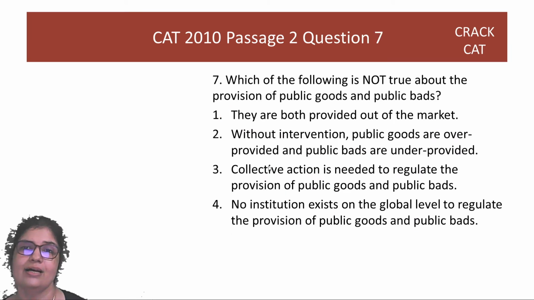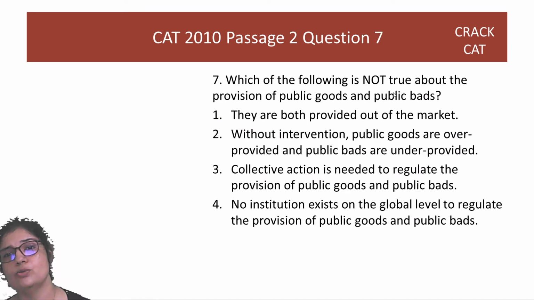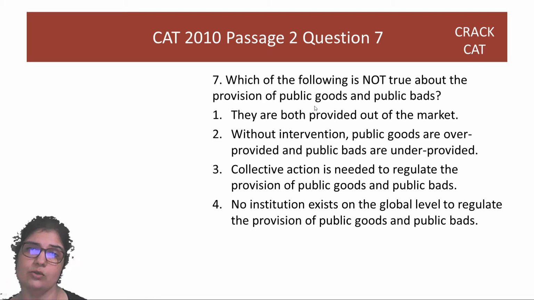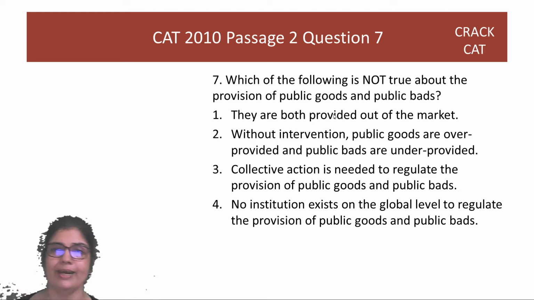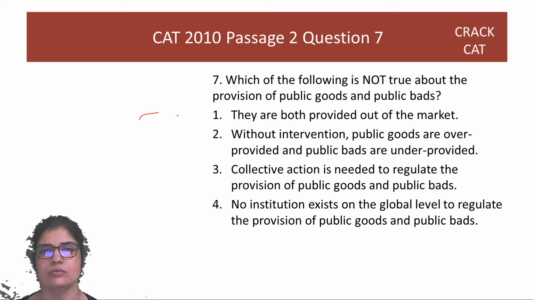Okay. 7th, which of the following is not true about the provision of public goods and public bads? Now, public goods and public bads are provided out of the market, right? Market where nobody is providing public things. So 1 is true.